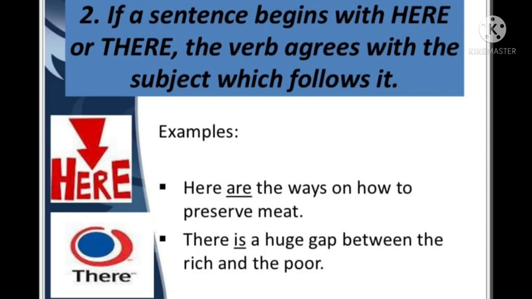If a sentence begins with here or there, the verb agrees with the subject which follows it. For example, here are the ways on how to preserve meat. Here, after the auxiliary verb, we can see the main noun ways. Ways is plural. That is why we have used there are. There is a huge gap between the rich and the poor. Huge gap. Gap is singular. That is why we have used there is. So, according to the subject, we have to give the verb for the sentences beginning with here and there.